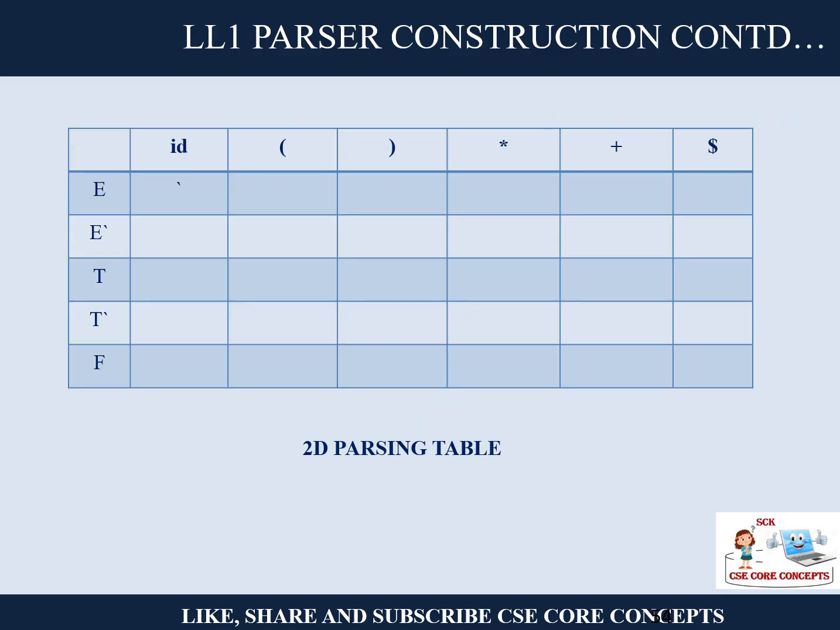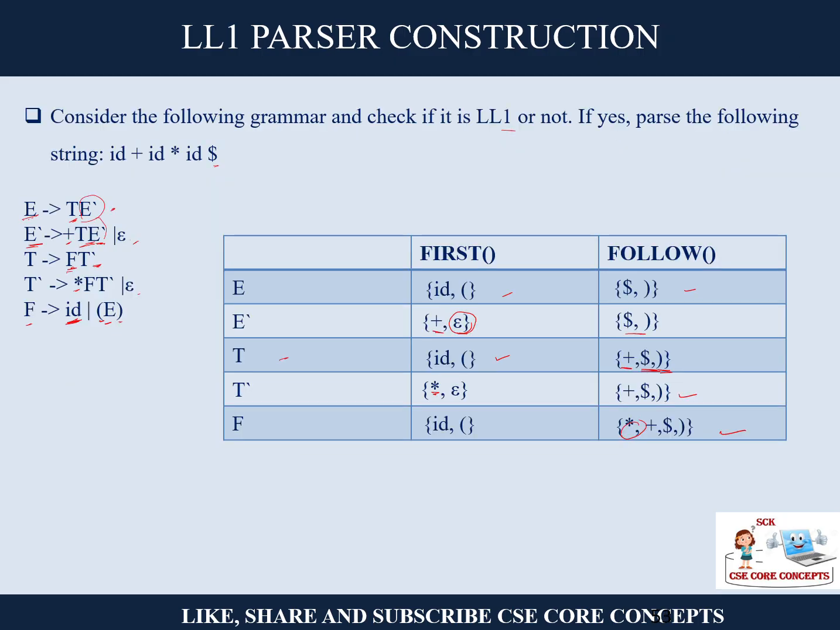So let us now proceed with the 2D parsing table. In the 2D parsing table, you have to write down all the non-terminals and all the terminals: ID, open bracket, closing bracket, multiplication, plus, and of course the dollar symbol. Now, how will you get started with that?